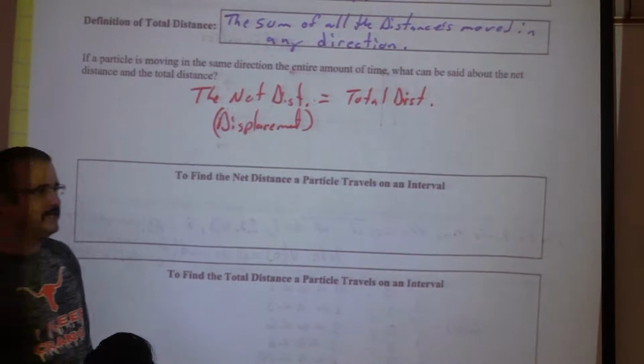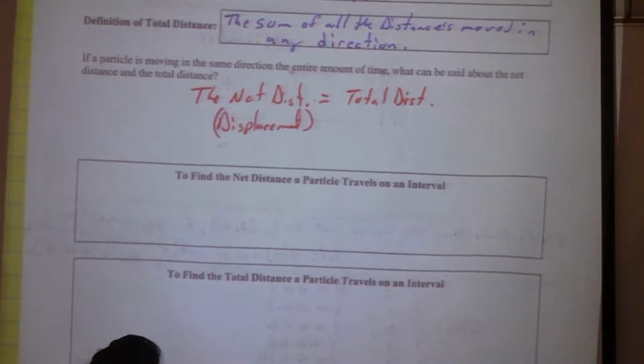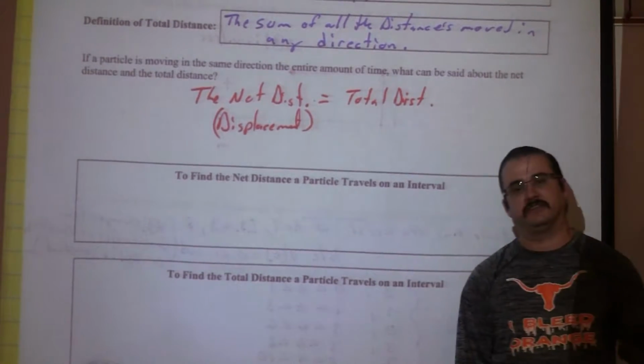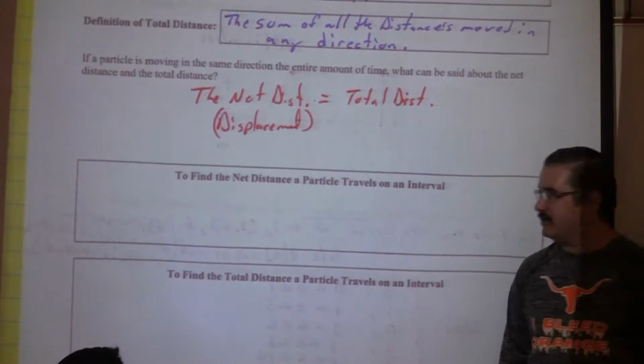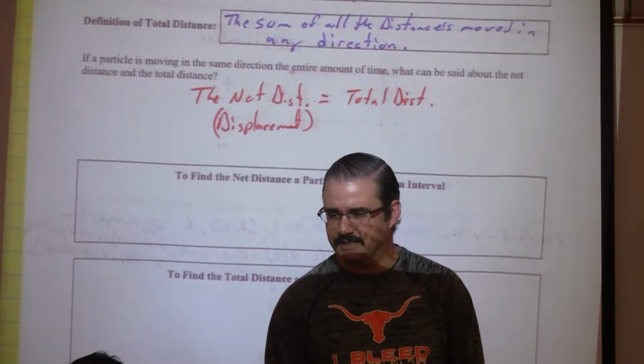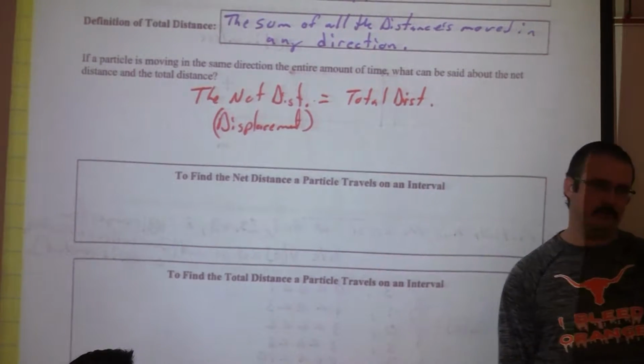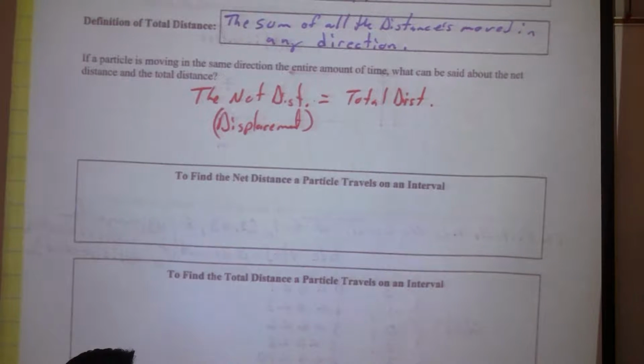A lot of the times they do give you the velocity function, so you need to do a process called integration to be able to find the total distance and the net distance, because they're giving you the velocity and you want to go back a function. So integration is like finding an antiderivative. You're going backwards, you're undoing the derivative process.